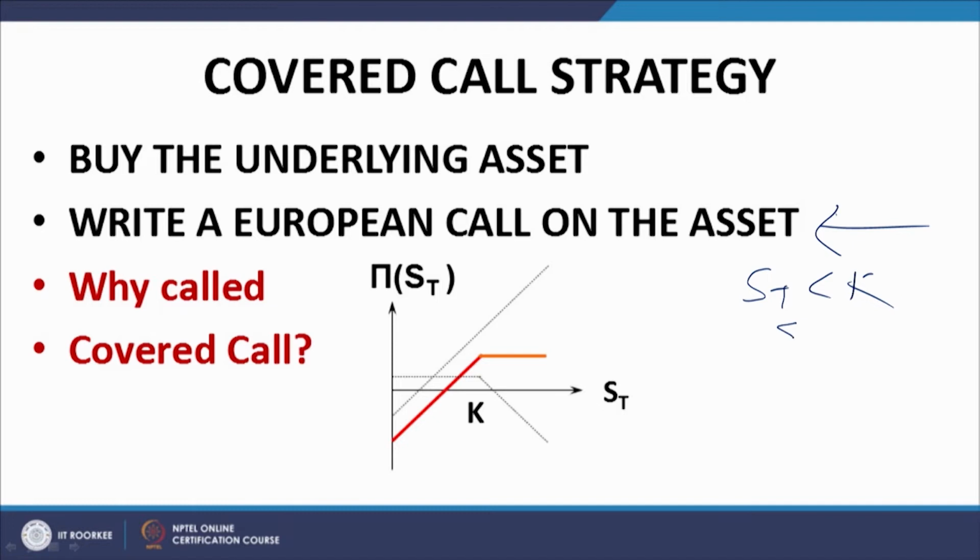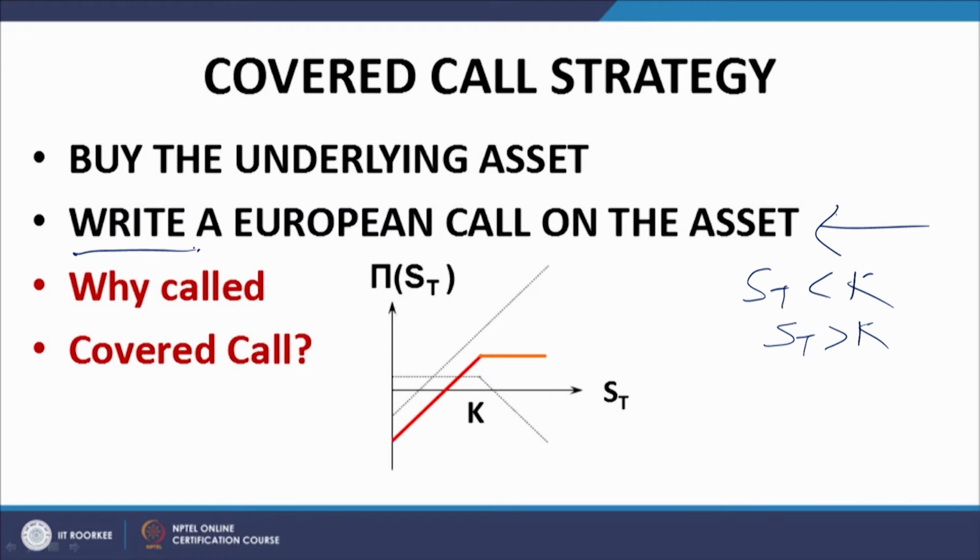But if ST finishes greater than K, then you would be required to buy the asset at ST and deliver the asset at K, because you are short in the call option. You are short in the call means the party who is long in the call has the right to buy. So, you have to deliver the asset at K, but if the market price is higher at ST, that means you buy the asset at ST and deliver the asset at K. That is the normal situation when you are only holding a short position in the European call.